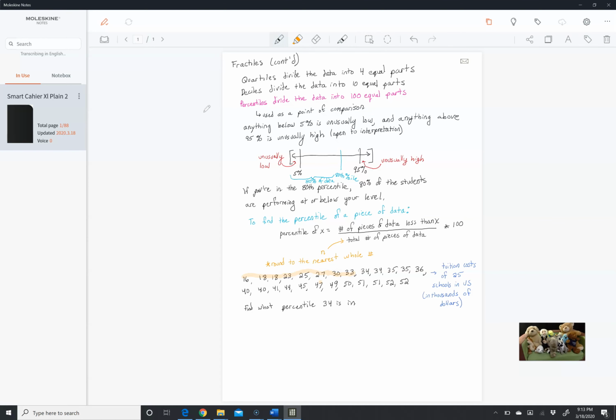So let's calculate the percentile. So there are 8 pieces of data that are less than 34. And I told you already that n is equal to 25. So there are 25 schools that we looked at. So n is equal to 25. Okay. So if we want to calculate the percentile, all we have to do is say 8 over 25 times 100.